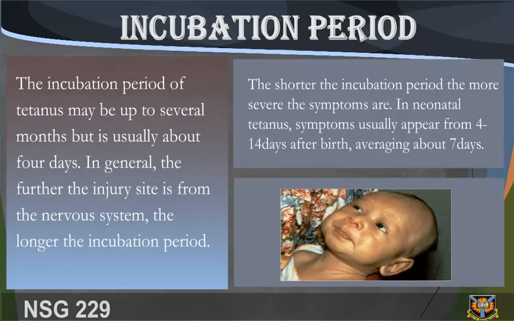Incubation period. The incubation period of tetanus may be up to several months, but is usually about 4 days. In general, the further the injury site is from the nervous system, the longer the incubation period. The shorter the incubation period, the more severe the symptoms are. In neonatal tetanus, symptoms usually appear from 4 to 14 days after birth, averaging about 7 days.